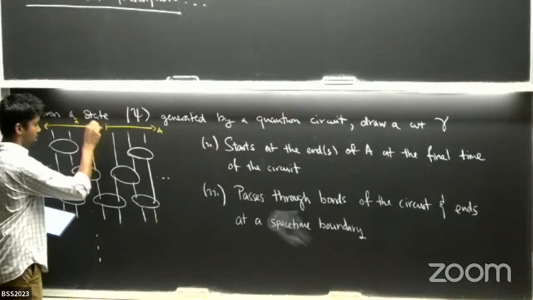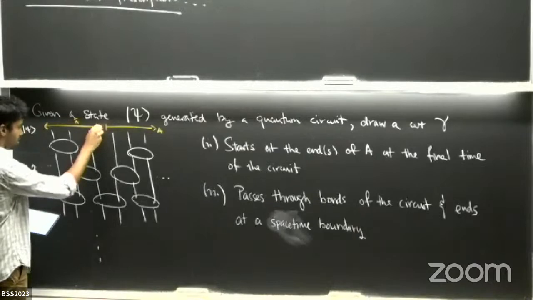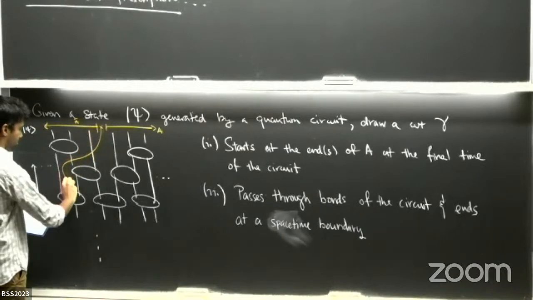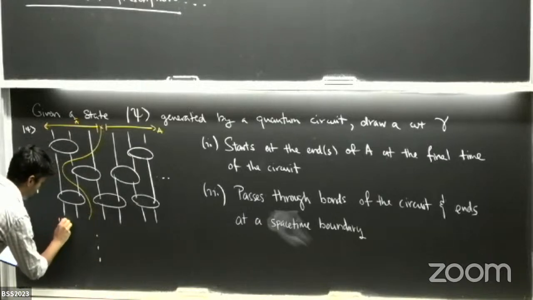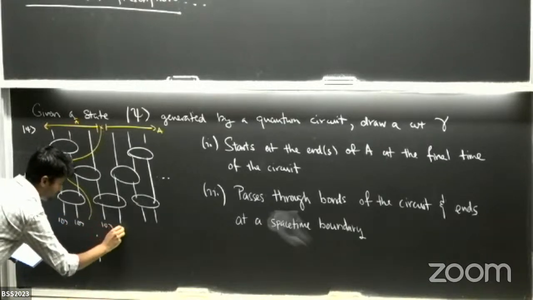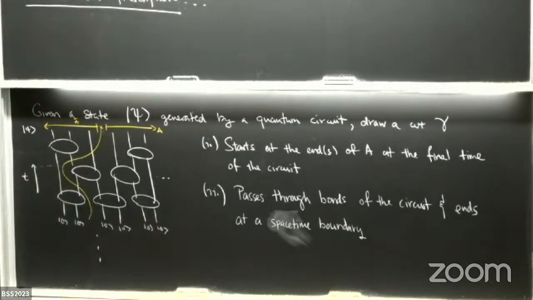So I start my curve gamma here, and I can't pass through the unitaries. I pass through the bonds, and I do something like this, passing through the bonds. And if my initial state lived here, this would be a valid way to end my cut. So it ends at the bottom, at the initial time of the quantum circuit, right? And the statement is that the number of bonds cut by gamma provides an upper bound on any Renyi entropy, or is related to an upper bound on any Renyi entropy.